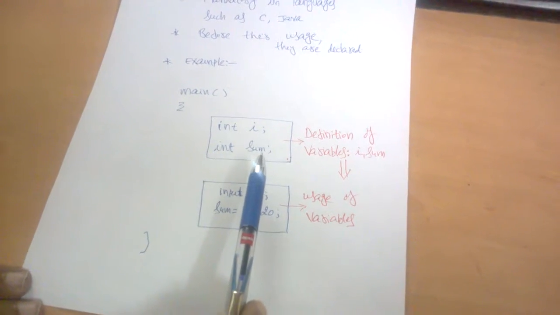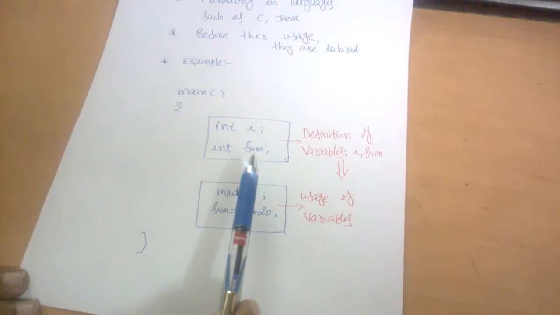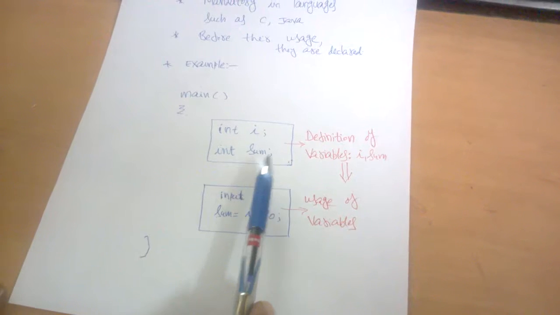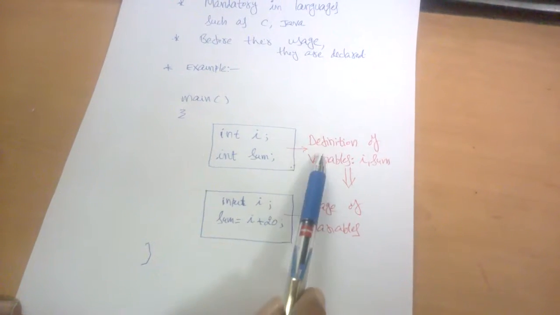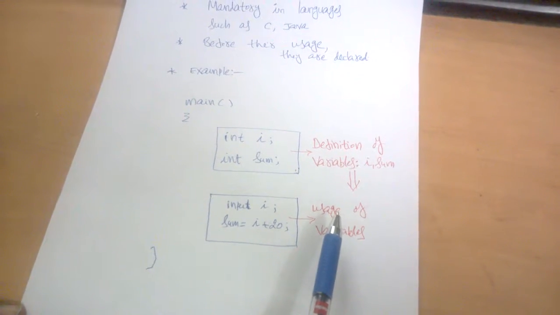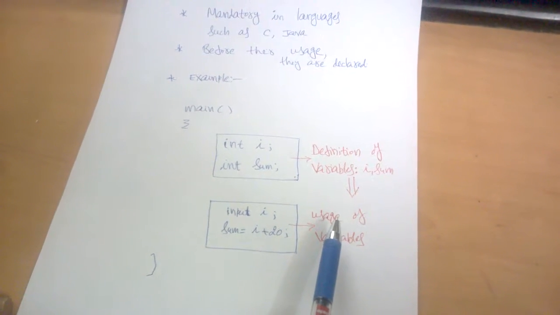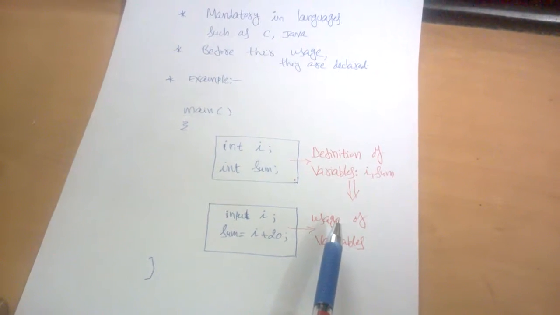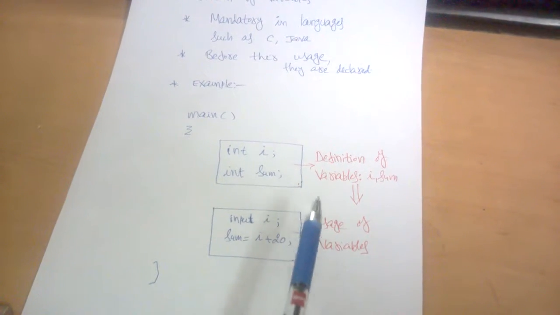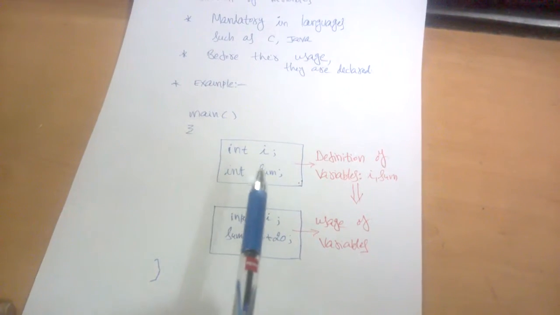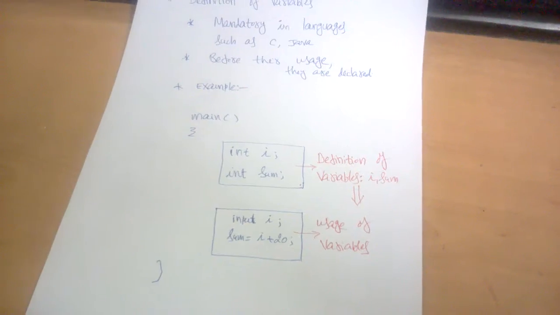In all programming languages such as C and Java, this way of defining and then using is compulsory. But in older languages and some recent languages, this definition before usage is not mandatory, but for most languages it is mandatory. Now we'll go to the local.